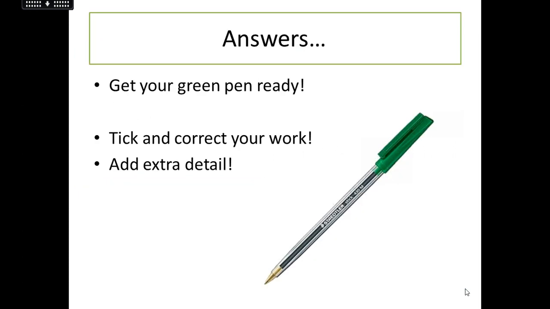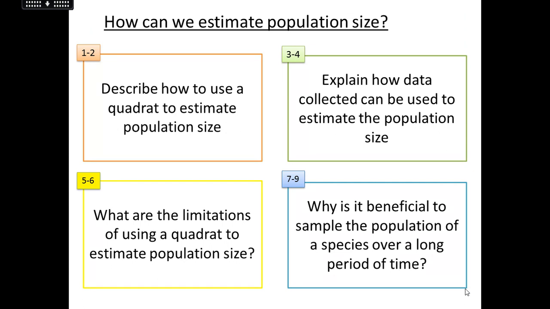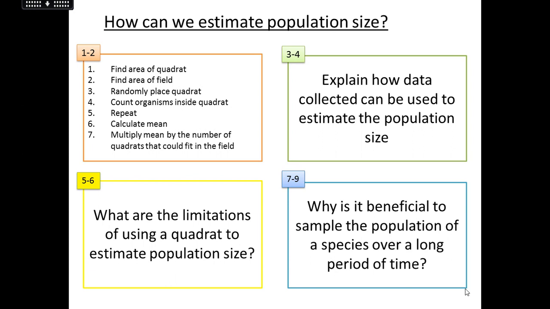So grab a different colour pen, and make sure you tick it if you're right, which is hopefully the case, but if you're not sure, correct it, and always add extra details where you pick up extra marks and where you learn. So in really short steps describing how to use a quadrat: find the area of the quadrat, find the area of the field, randomly place the quadrat, count the organisms in the quadrat, repeat this, calculate a mean, and then multiply it by the number of quadrats that should fit or could fit in the field in total. So that's real brief. Hopefully you put a little bit more effort into it than that, but I didn't want to overcomplicate it for this.